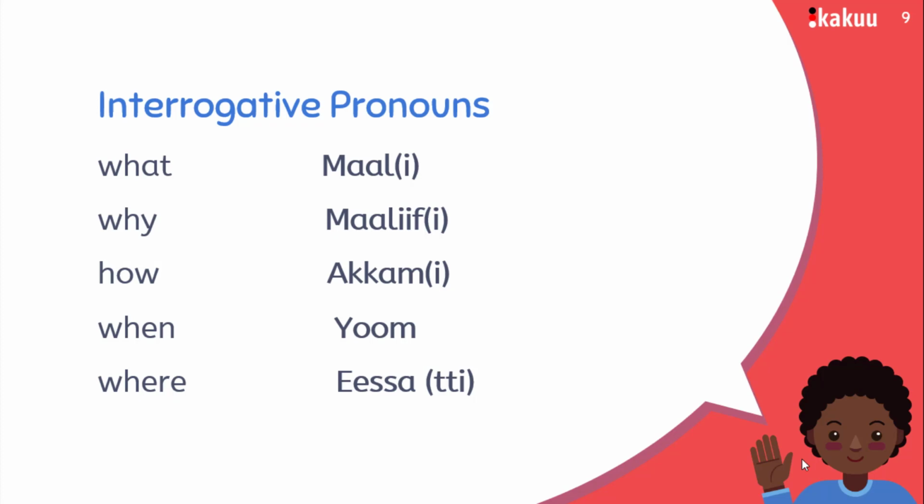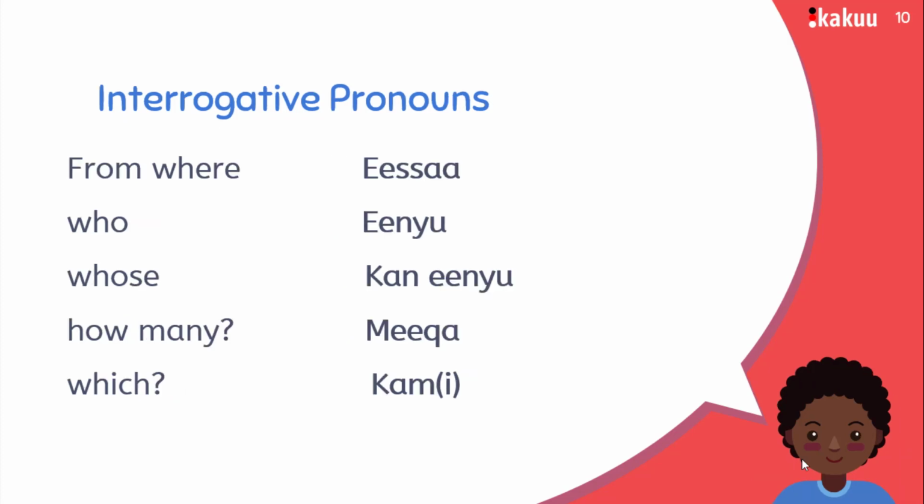Interrogative pronouns. What, mal or mali. Why, malif or malifi. How, akkam or akkami. When, yoom. Where, essa or essatti. From where, essa. Who, eenyu. Whose, kan eenyu. How many, meeqa. Which, kam or kami.